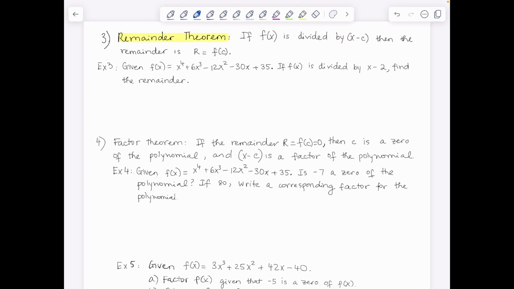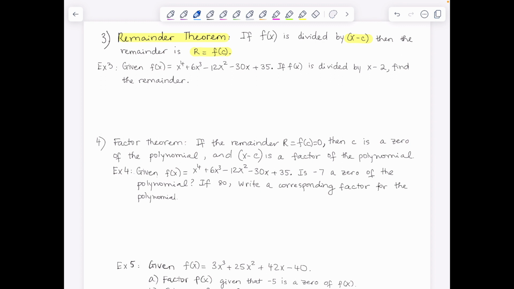If f of x is divided by x minus c, then the remainder can be determined by f of c, which means we can evaluate the function f at the value c to determine the remainder.